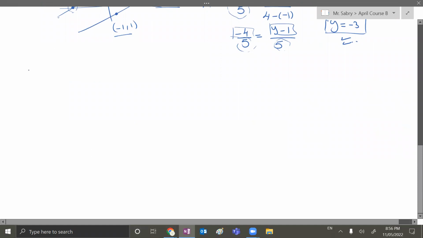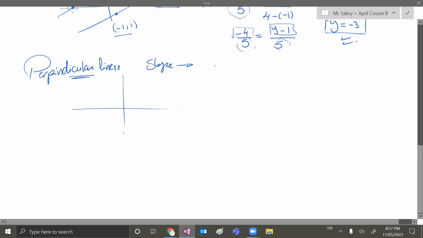Moving on from the parallel lines towards what we call perpendicular lines. So when they mention perpendicular lines, this means one thing. They're still talking about the slope, and that the slope of the perpendicular lines is what we call a negative reciprocal. What does negative reciprocal mean? So let's say if we have this line right here and we have another line here that's perpendicular on it. We know that this line has a slope of 3. What's the slope of the other line that's perpendicular on it? It becomes -1 over 3.